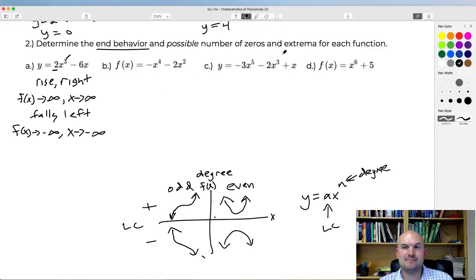This next one, you can see that my highest degree here is 4, so therefore it is even, and you can see that my leading coefficient is negative. So again, this is just like a quadratic, but now it's being reflected about the x-axis. So the graph is going to fall to the left and fall to the right.